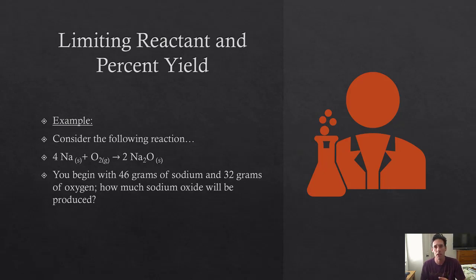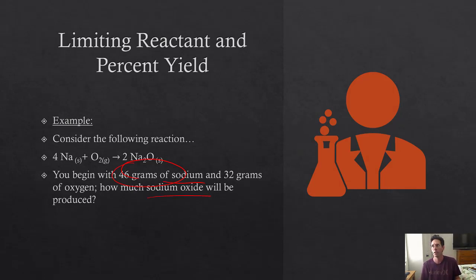So here's an example. We've got sodium reacting with oxygen to produce sodium oxide, okay? And it says you begin with 46 grams. So the key is that it begins with 46 grams of sodium and 32 grams of oxygen. And the question is how much sodium oxide would be produced.